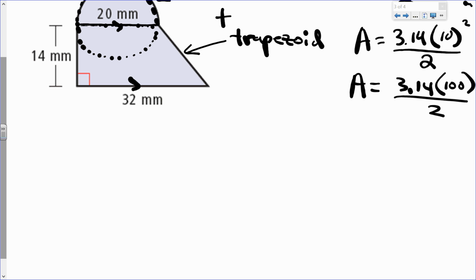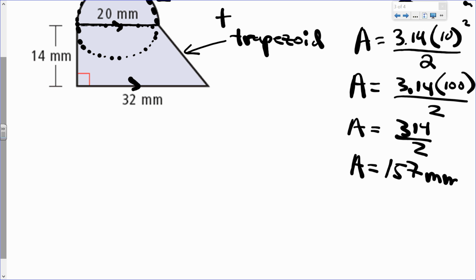Trust you guys see that, right? So the area then of a half circle, let's do it. 3.14 times 100 is 314, divided by 2. 157 what in this case? Millimeters squared. So 314 divided by 2 is 157 square millimeters.